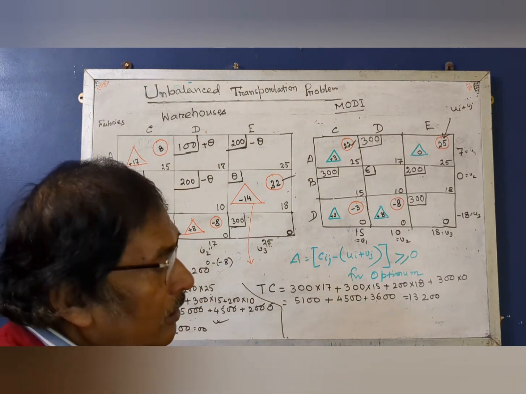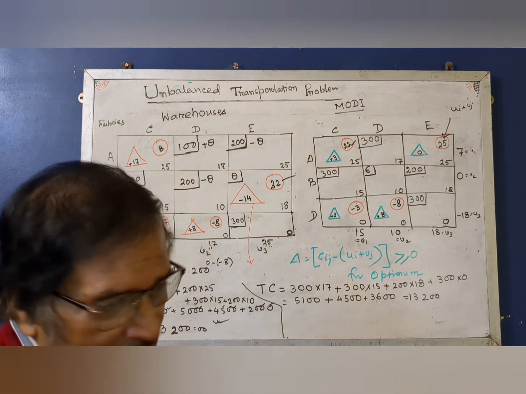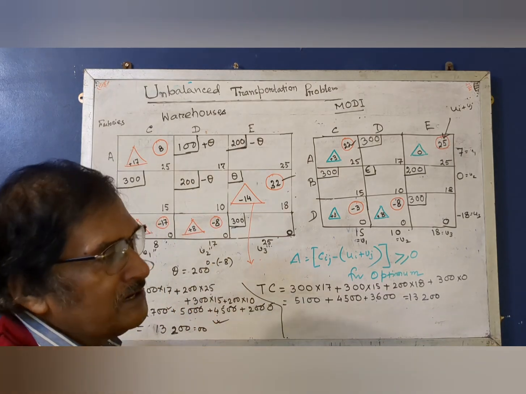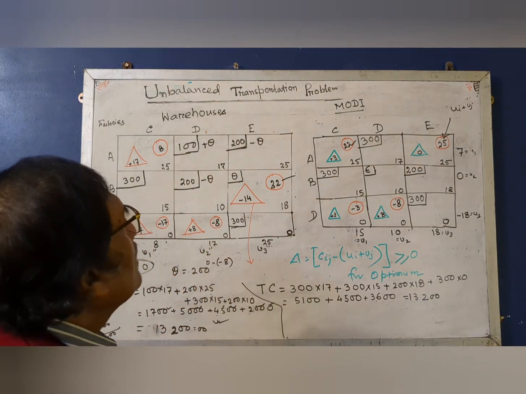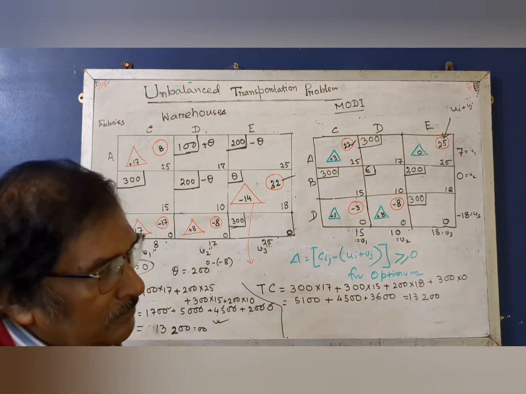Before application of MODI, you always check that the total number of allocations must be m plus n minus 1, where m is the number of rows and n is the number of columns. If it is not, then it is a case of degeneracy. How do you overcome the problem of degeneracy? By inserting epsilon, a negligible quantity, which I have also discussed.